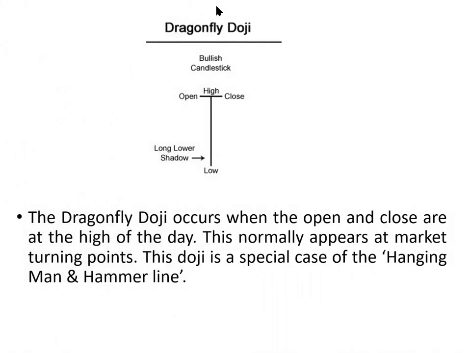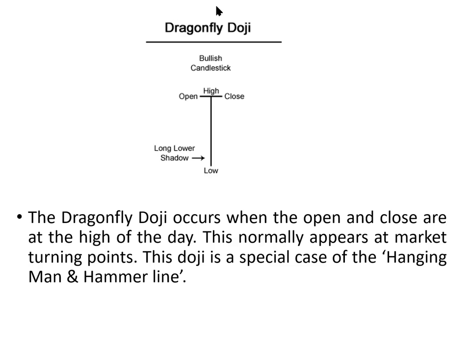Next is the dragonfly doji. It is called dragonfly because it looks like a dragonfly. A dragonfly doji occurs when the open and close are at the high of the day. It is exactly opposite of the gravestone doji. This normally appears at market turning points. This doji is a special case of the hanging man or hammer line.